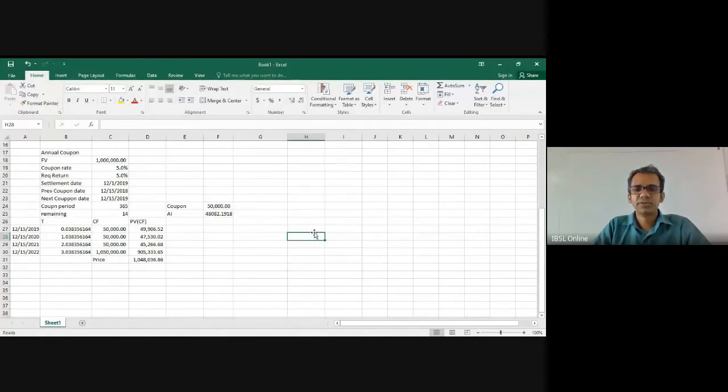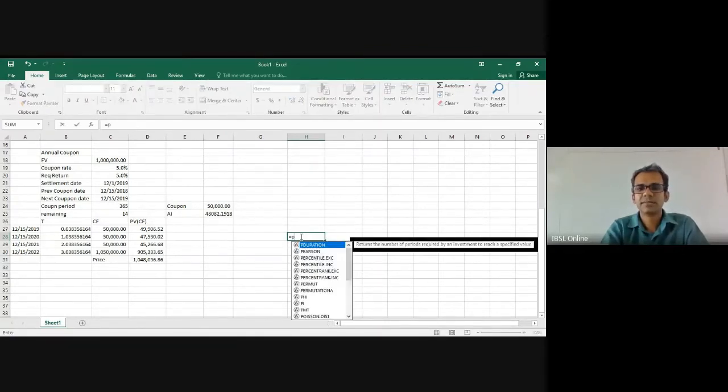So I'll then show you this Excel function to calculate the bond price.